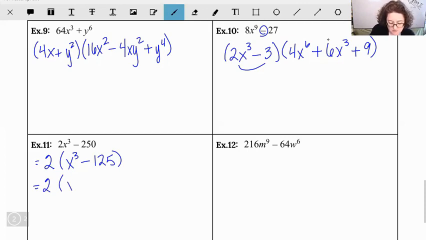First term, x, because x times x times x gives you the x cubed. 5 times 5 times 5 gives you 125. And then use those for the rest of your pattern. Square the first term. Multiply for the middle. Square your last term. And then check your signs. Same sign, opposite sign, always positive.